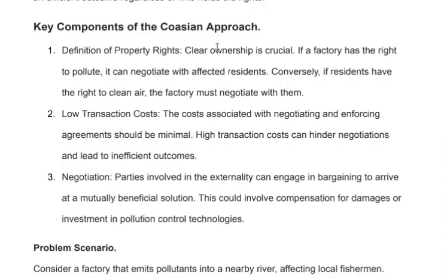Key components of the Coasian approach. Definition of property rights. Clear ownership is crucial. If a factory has the right to pollute, it can negotiate with affected residents. Conversely, if residents have the right to clean air, the factory must negotiate with them.